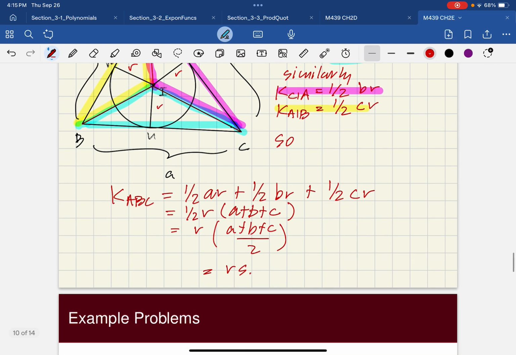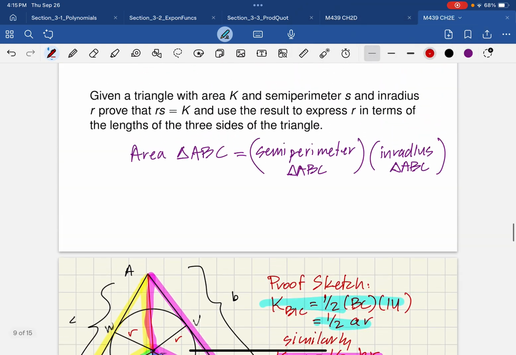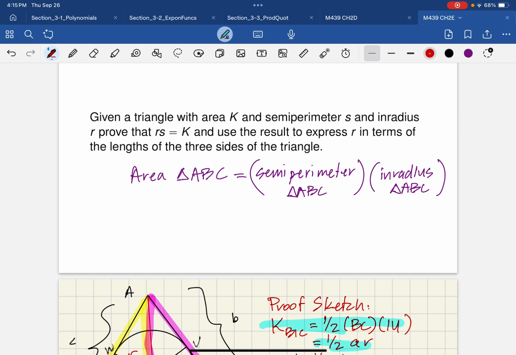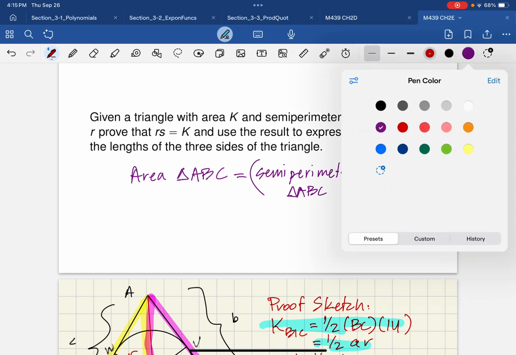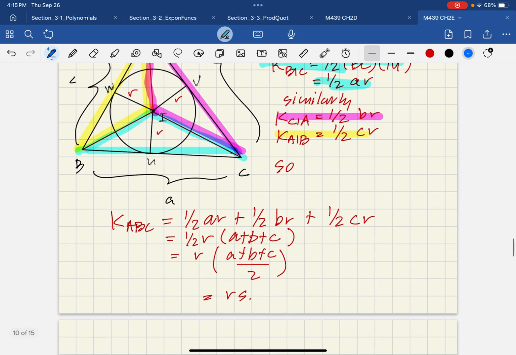I'm going to add one more page. It says to go ahead and use the result. Use the result to express R in terms of the lengths of the three sides of the triangle. In other words, can we get just a formula that would give us the inradius as a function of the three sides? It sure seems like that should be possible now that we have this.